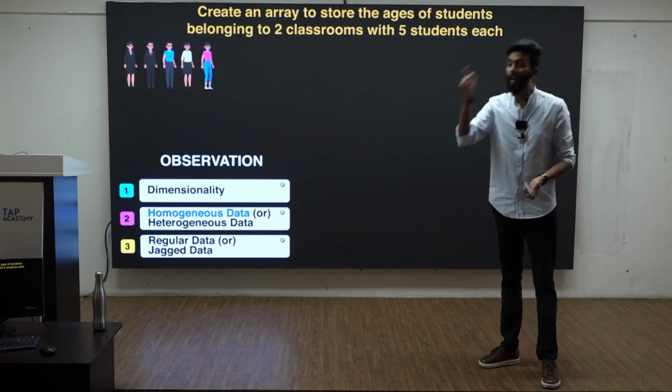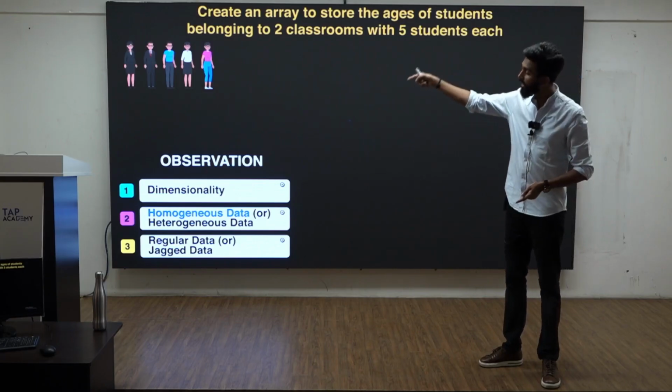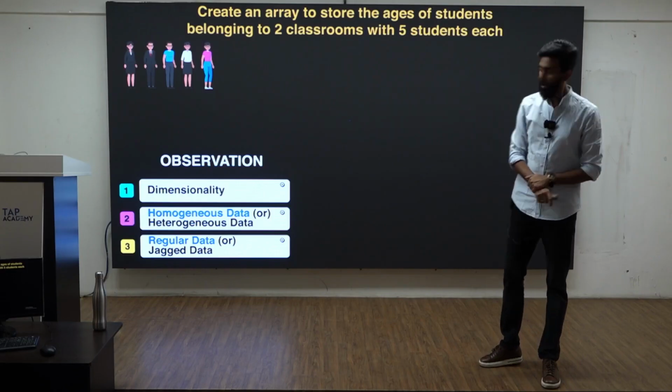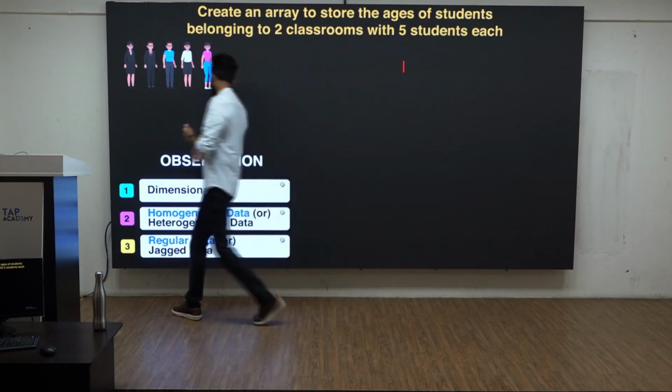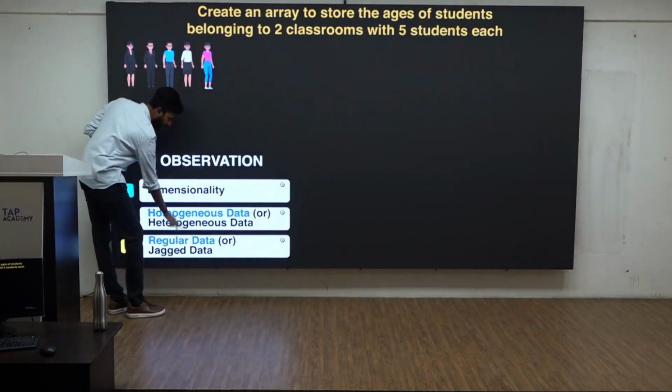Irregular is also called jagged. Yes? 100% the data here is regular. Clear till here? Okay, sir. Now see how to create an array. Doesn't matter whether it is 2-dimensional. Doesn't matter whether it is regular or jagged.